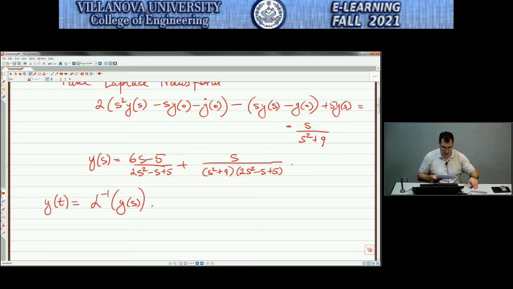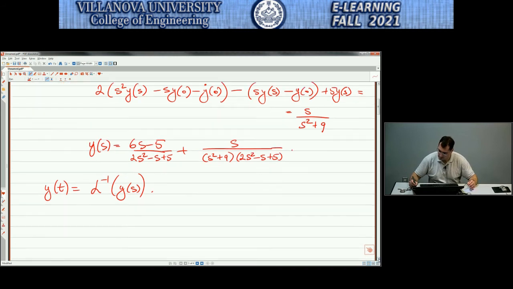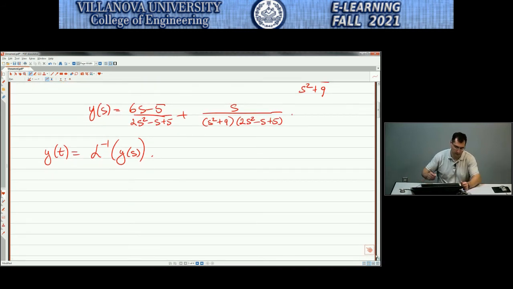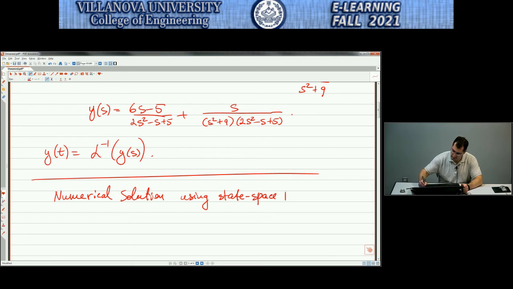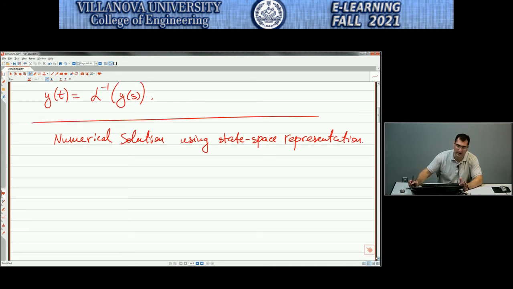So let me give you a little bit of background on this. So next topic is numerical solution using state space representation. So let me give you a typical problem, but that problem doesn't have to be limited by this equation.